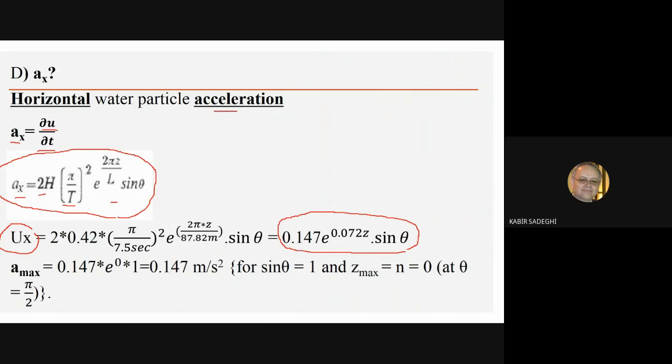I think this is a mistake. This is AX, not UX. Please consider this one as AX, this acceleration. Typing error. When you apply the H and the other values, you find this one.